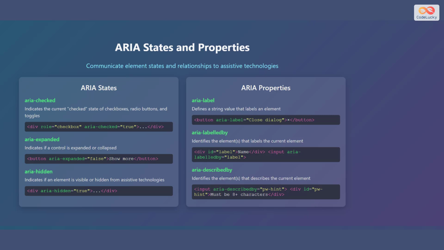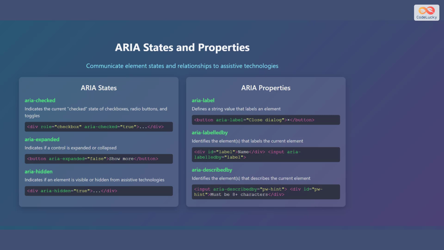Some common ARIA properties include ARIA label, which defines a string value that labels an element. The code example is button ARIA label equals close dialog times / button. Also, ARIA labelledby, which identifies the element or elements that label the current element. The code example is div id equals label name / div input ARIA labelledby equals label.